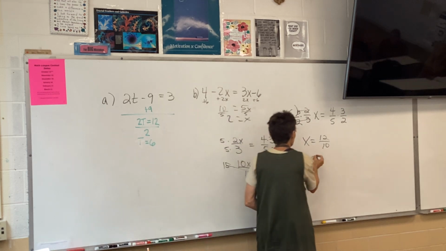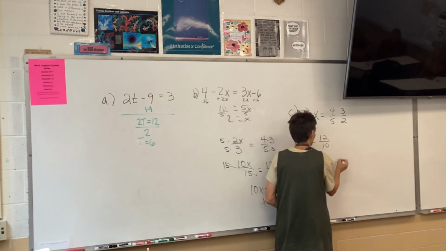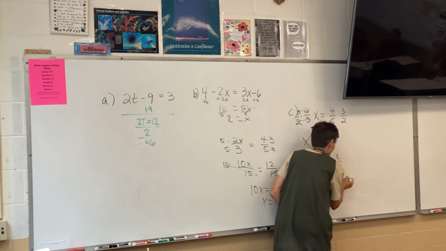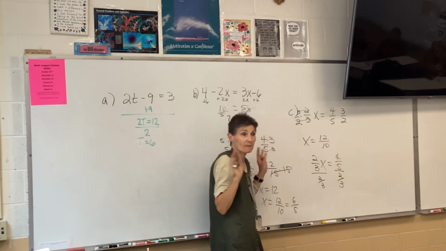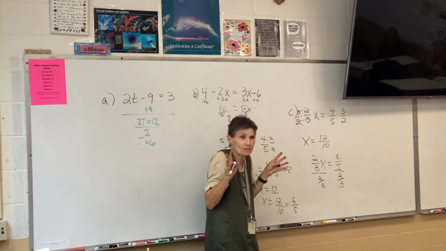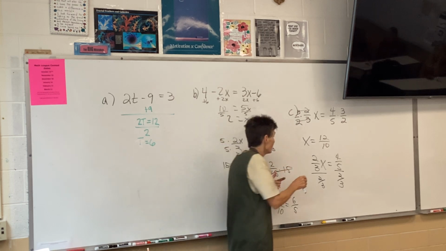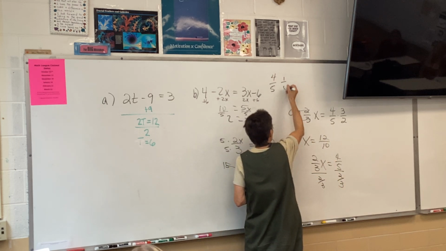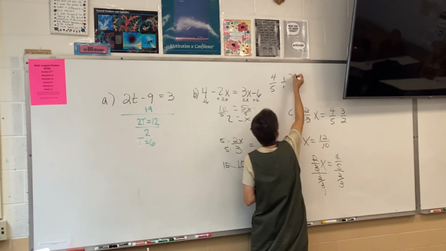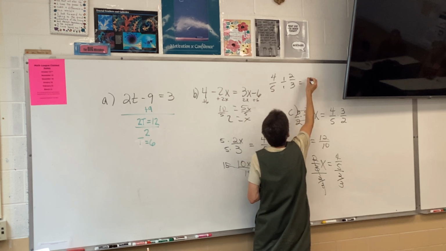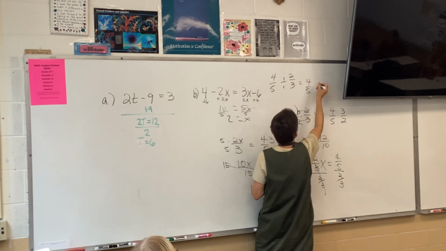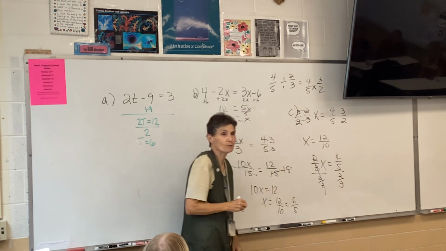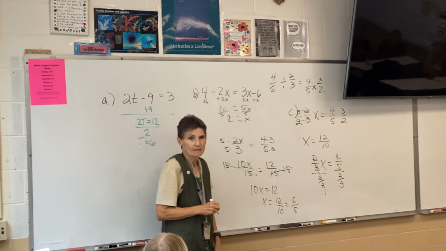Did anybody think about dividing those sides by 2/3? Now, I'm not a big fan of dividing by fractions, but you can. What do you do when you have 4/5 divided by 2/3? Keep, change, flip, and look what happens. You get 12 tenths. See what I mean?